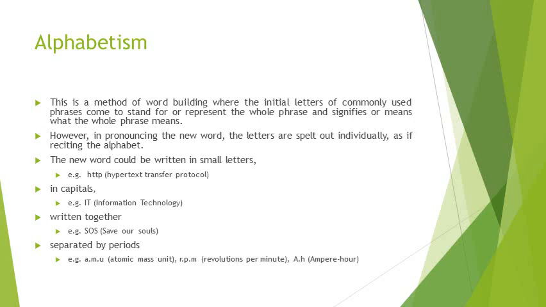Now, alphabetism is a method of word formation where the initial letters of a commonly used phrase come to stand for, or they represent the whole phrase, and they signify or mean what the whole phrase means. In alphabetism, the resulting string is spelled out as if you are reciting the alphabet. You don't pronounce it, but you spell it out.